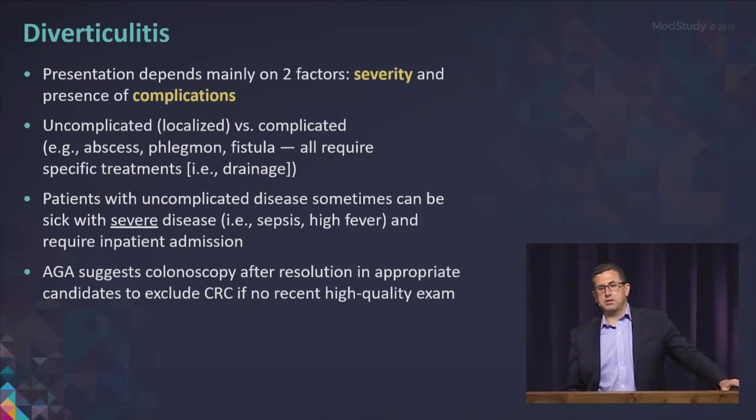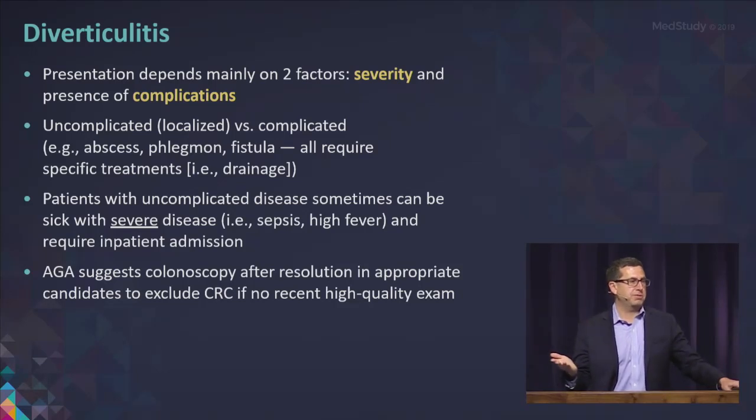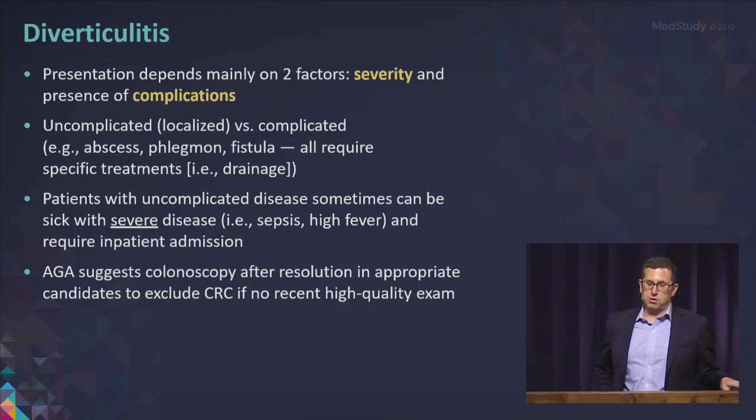So diverticulitis, the presentation really depends on two factors. You want to keep these divisions in mind. There's the severity, and then there's the presence of complications. So uncomplicated diverticulitis just means it's localized. Complicated diverticulitis means that there may be an abscess, a phlegmon, or a fistula. And a lot of these may require specific treatments like drainage or surgery.